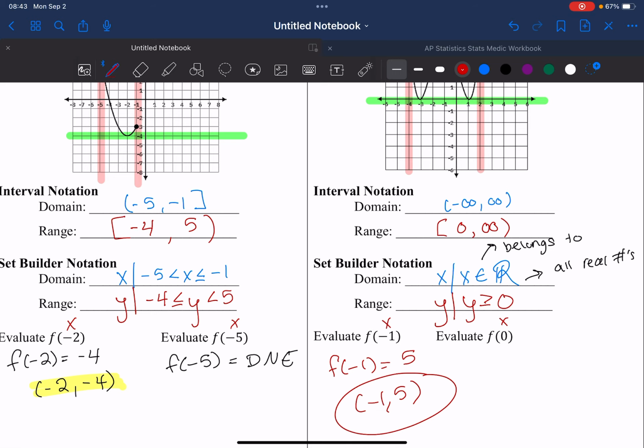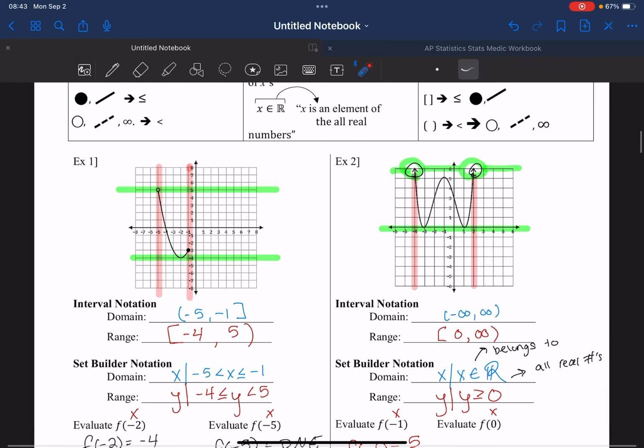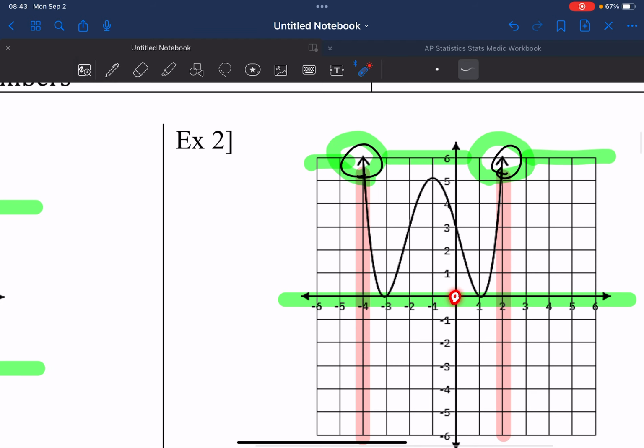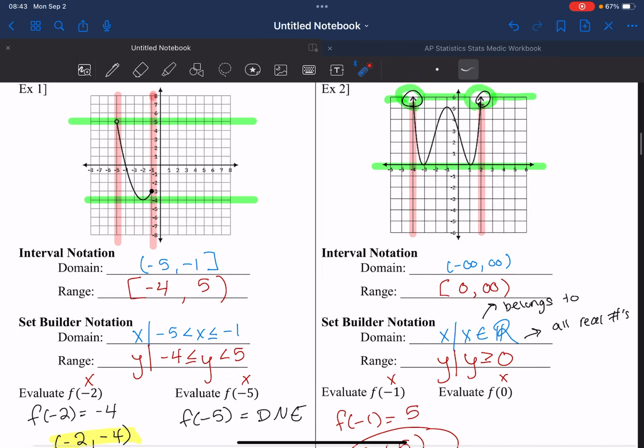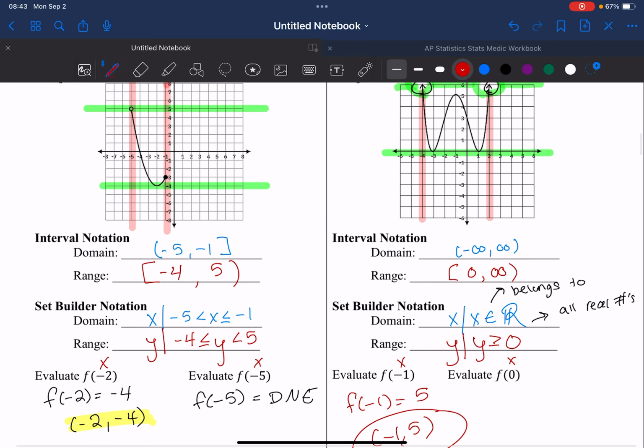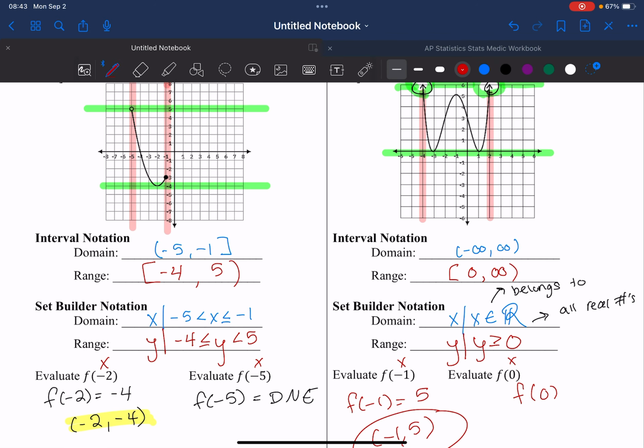Okay, then I'm going to go back up and I'm going to find 0 on the x's, which means I need to go up or down to meet my function. Notice I can only go up and I hit that function at 3. And again, it's a solid line, so I can write f of 0 equals 3, which is the point (0, 3).